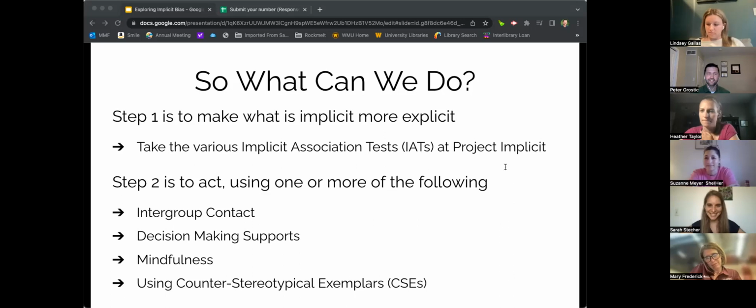Yeah, thanks, Sarah. And thanks for those conversations, everybody. Hopefully at this point, we're all convinced that we all have implicit tendencies and that we can see how those could be harmful, right? So let's talk about what we can do. The research is pretty clear that there are really 2 steps that we can take.